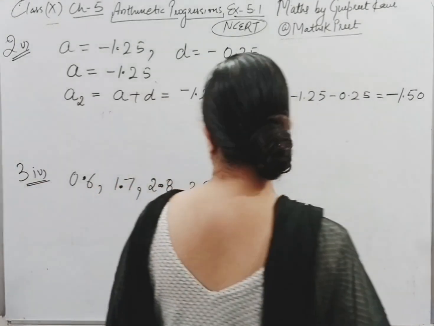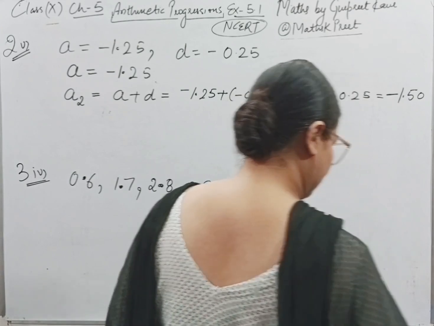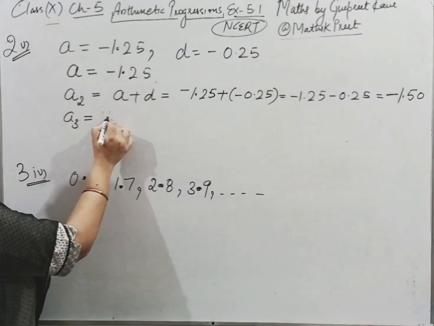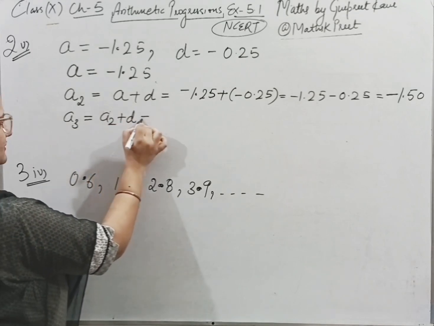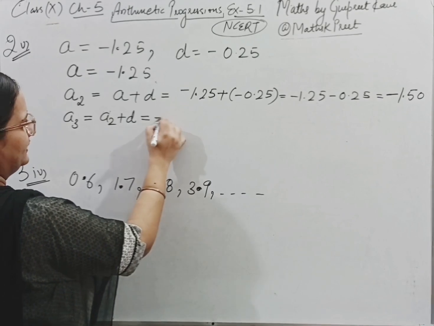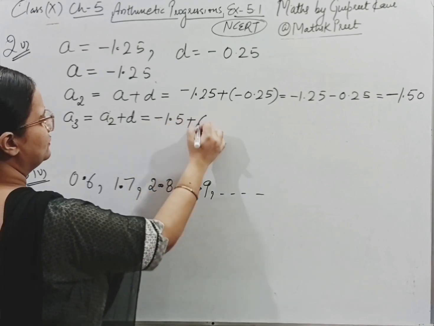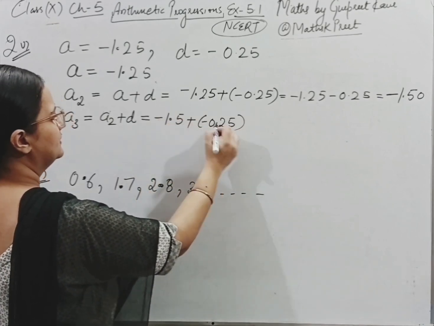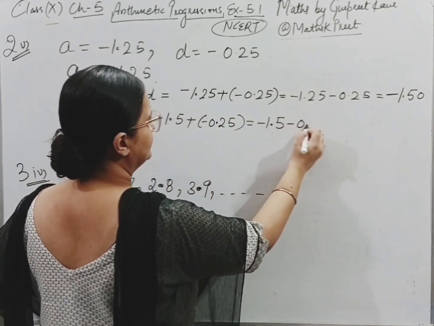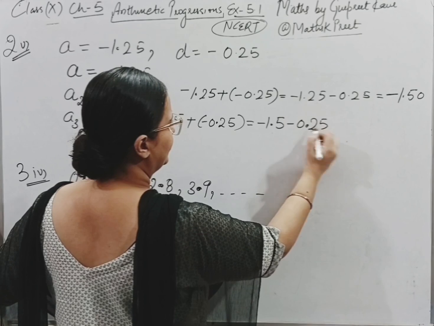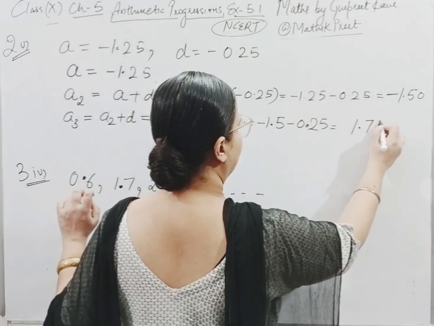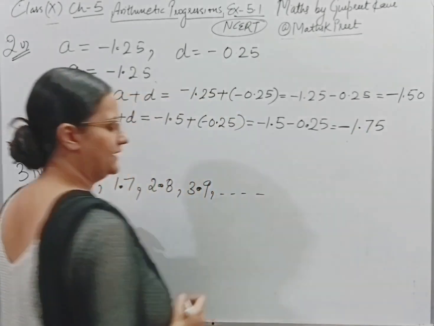To calculate the next term, I'll write A3 is equal to A2 plus D. We all know that, because this is forming an AP. So A2 is minus 1.5 and D is again minus 0.25. So again plus minus is minus. I'll just add up the values and take the sign of the bigger value.